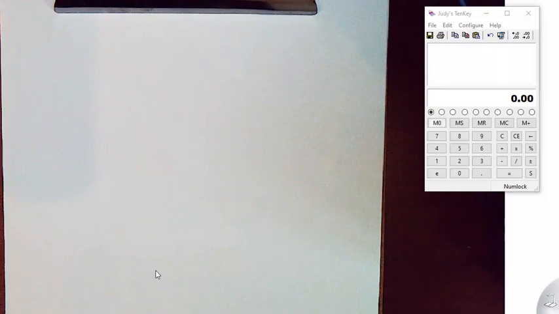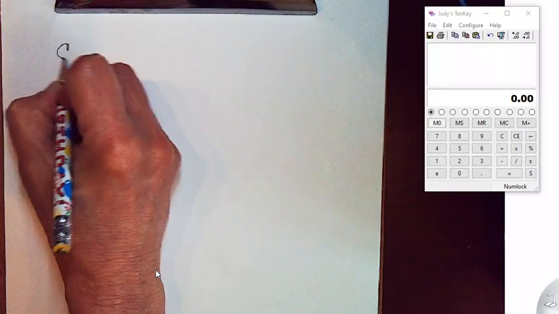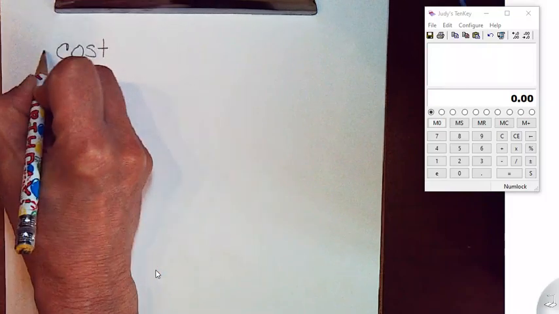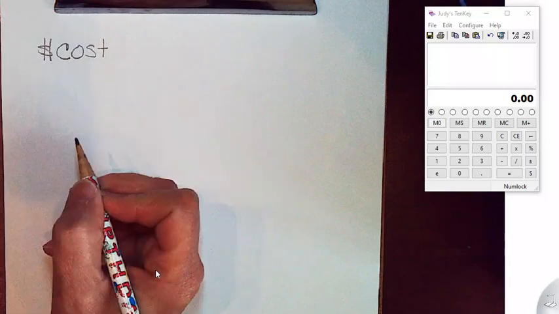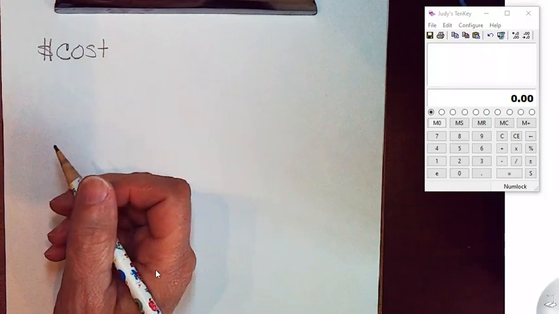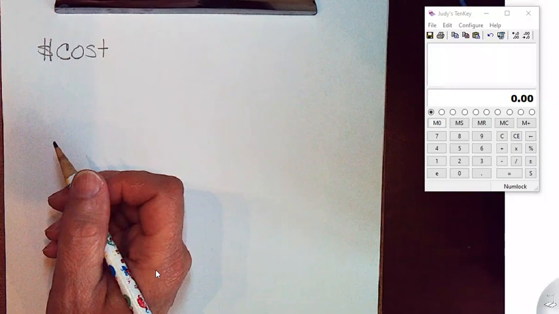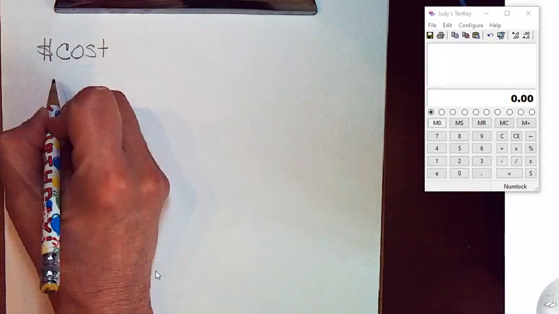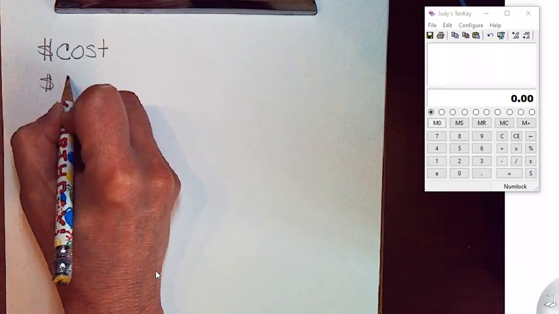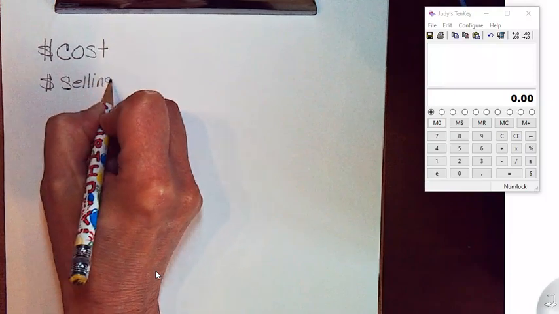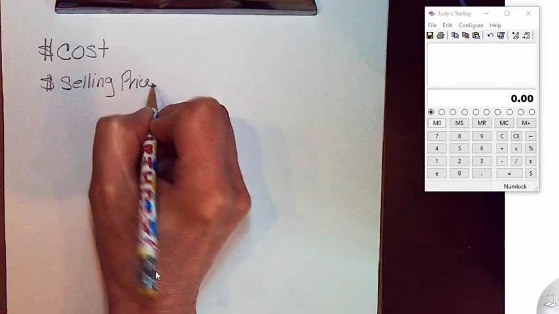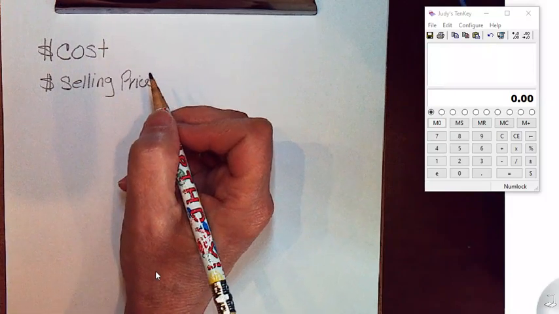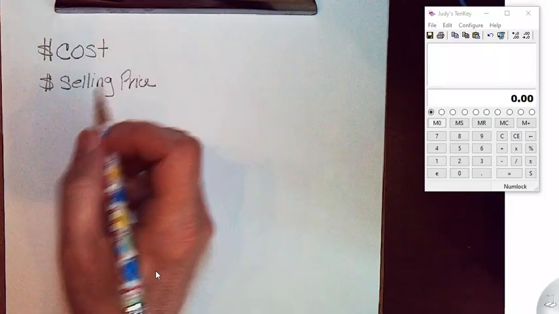So we are working on markup. If I am a store owner and I buy my merchandise at cost, dollar cost, what does it cost me? Does this item cost me $25? And then I'm going to sell it at a higher price. I'm going to sell it at selling price. And the difference between the two is called markup.